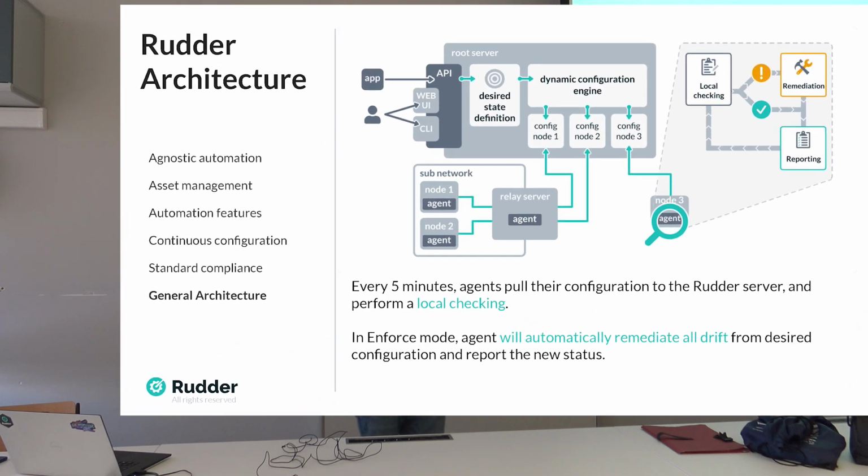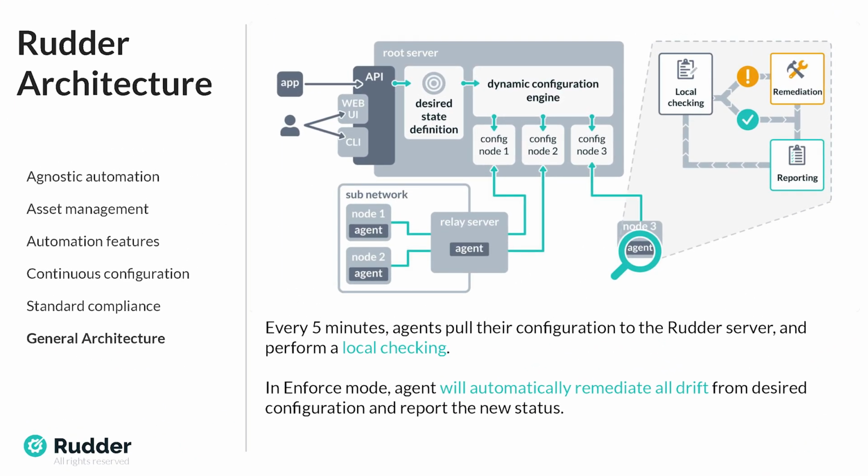As you can see, there are several parts in Rudder. We have a central point of control, which is called the Rudder server. The Rudder server is where you define your policies. You have the inventories of your nodes. You have the techniques that you've built, and you define on which system to apply which policies by applying techniques to groups of nodes. Rudder will generate the policies for each of the systems and make them available for the system.